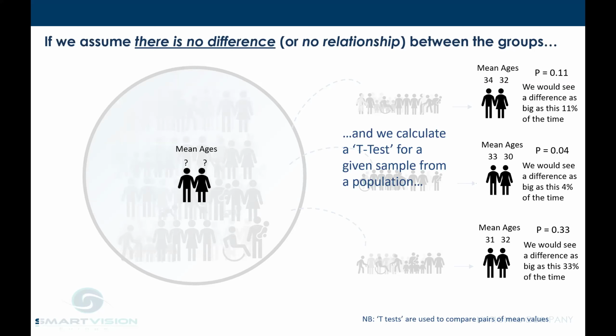You'd see a difference as big as this about 11% of the time. Whereas here we've got a difference of 3 years, and it might be a p-value of 0.04, and it's saying you would see a difference as big as this about 4% of the time, and here there's only a difference of 1 year, and it says we would see a difference as big as this about 33% of the time.